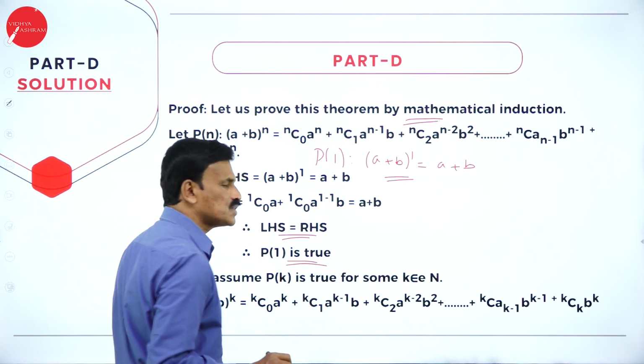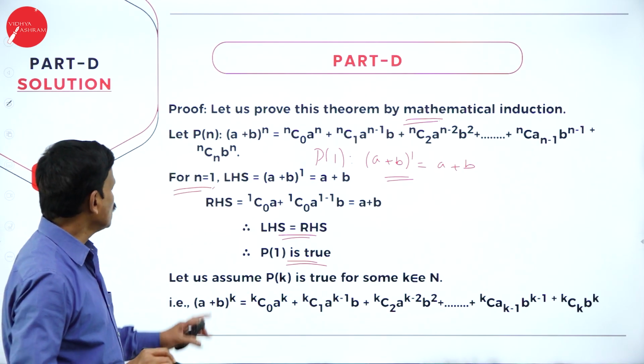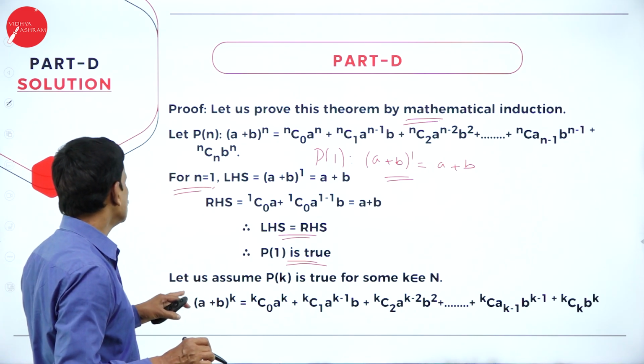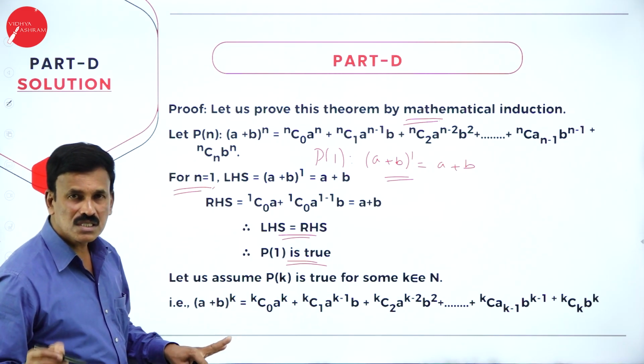Therefore P(n) is true. LHS is equal to RHS. Therefore P(n) is true for n = 1. That means P(1) is true. So the given statement is true for n = 1.